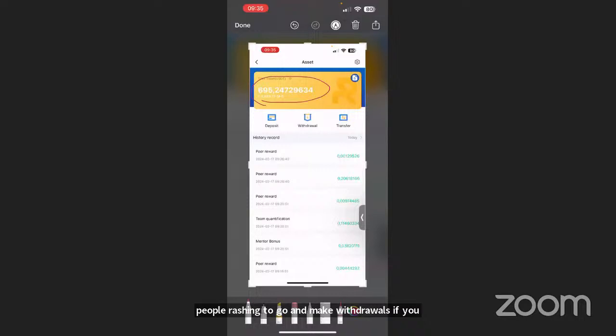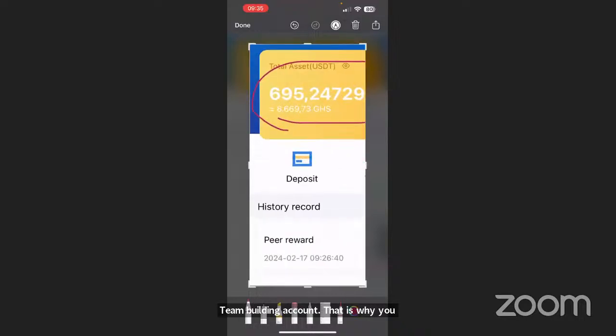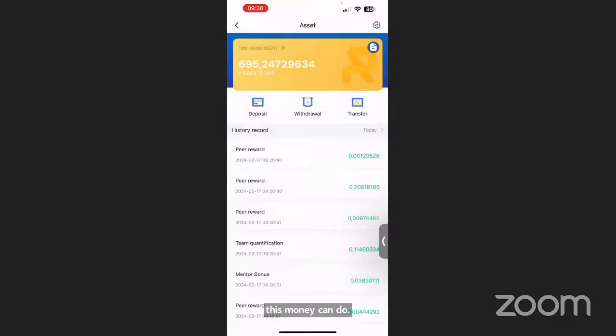But this is actually a team building account. That is why you see the money here. So far, 8,669 Ghana cedis. The Ghanaians can actually tell what this money can do. The month has not yet ended, so don't conclude.